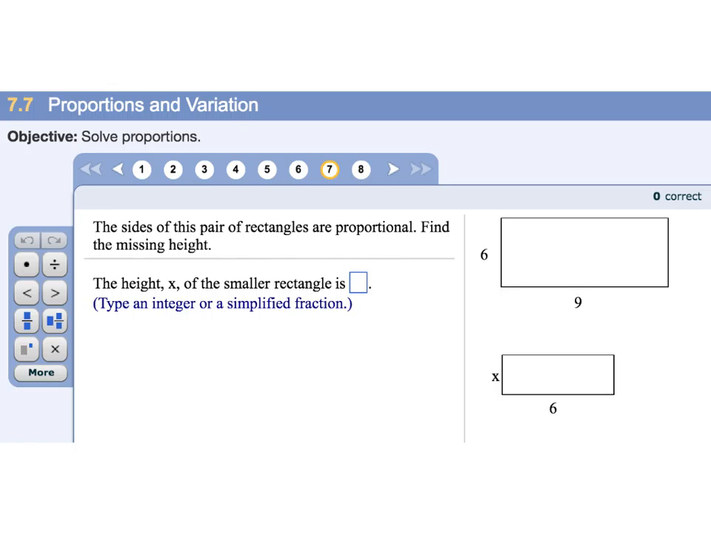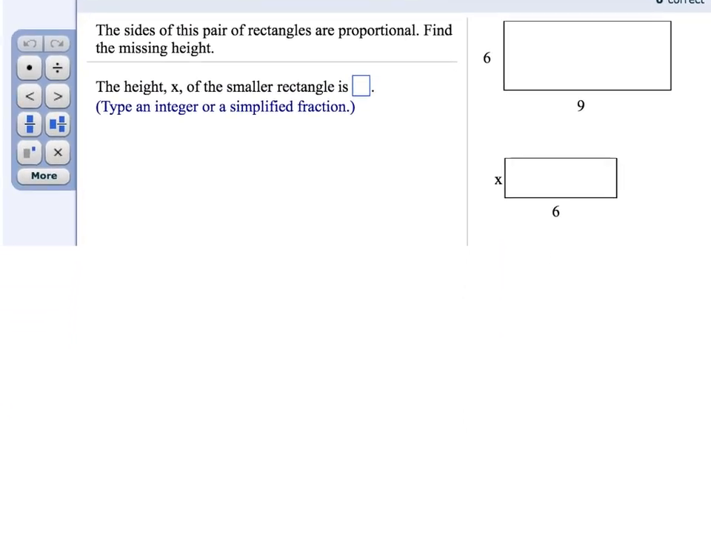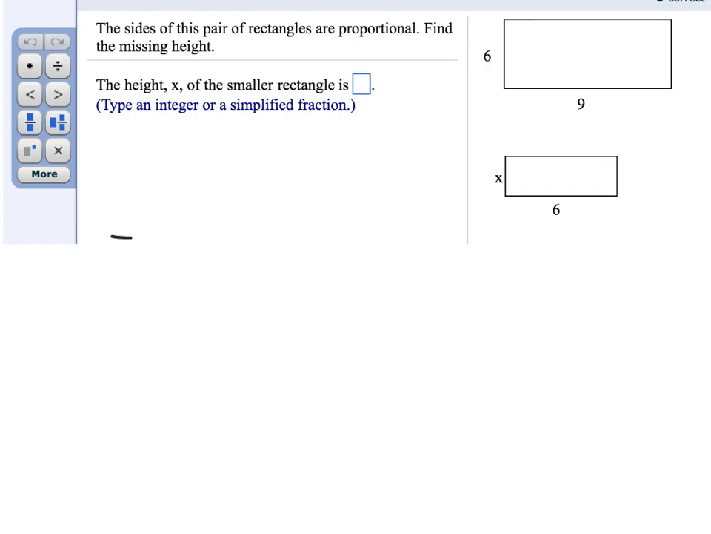So what they're saying here is we've got these two rectangles, and this larger rectangle has been shrunken perfectly to equal this smaller one. And so we're supposed to figure out, well, if 9 has been shrunken to 6, what does 6 get shrunken down to? All right, so the way we're going to think of this is as a proportion.